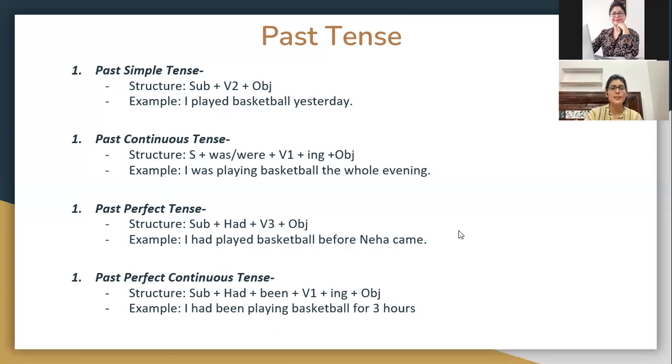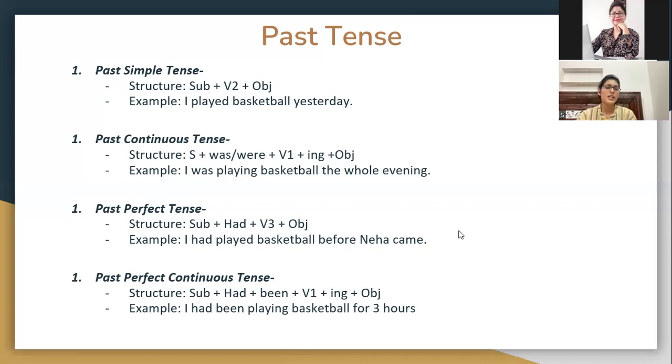Example is, I played basketball yesterday. If any sentence has yesterday, last week, last Sunday, we use past simple tense, because this action started in past time. Example, I played basketball yesterday, and it means I played basketball in the past, on the last day. So we use yesterday, and I played basketball yesterday.